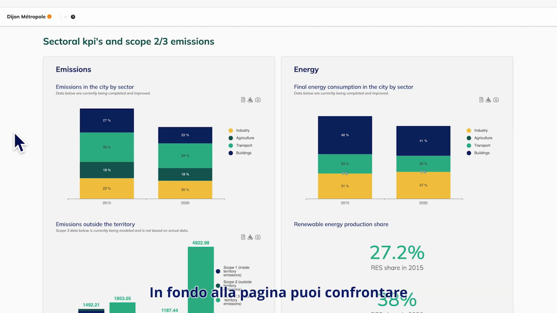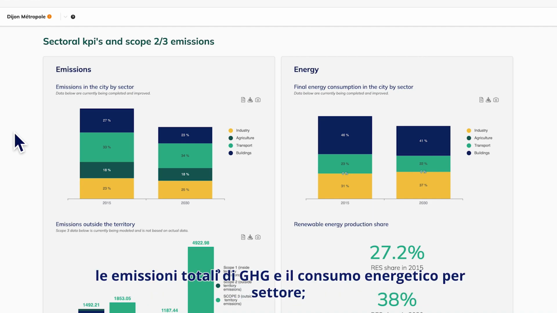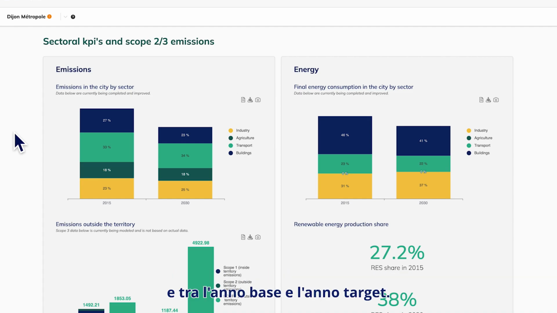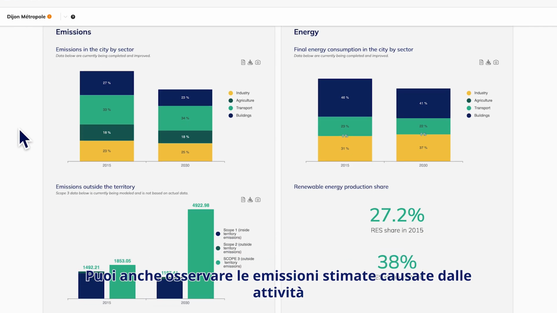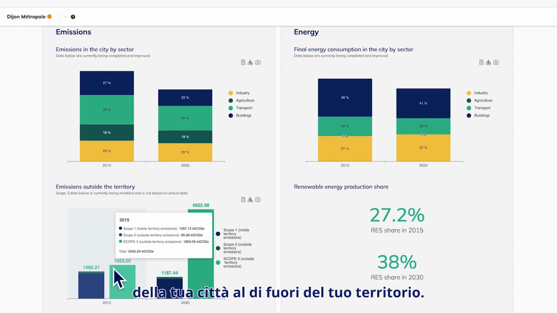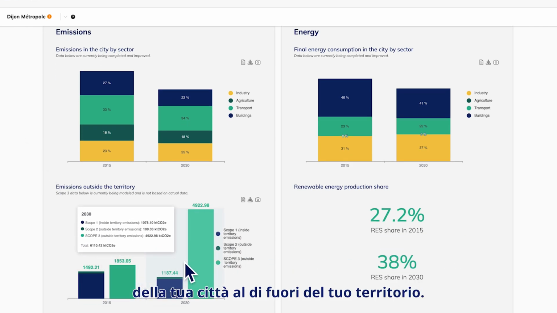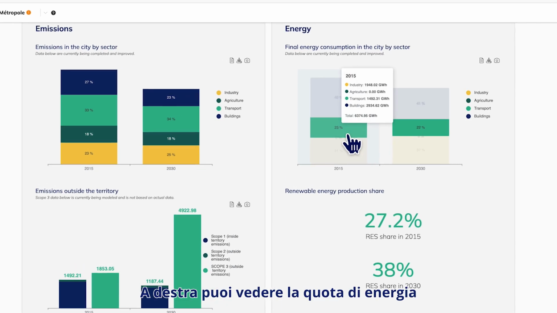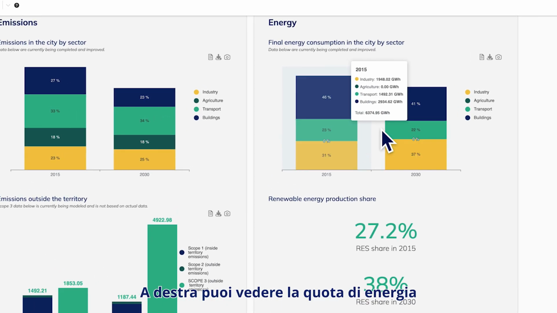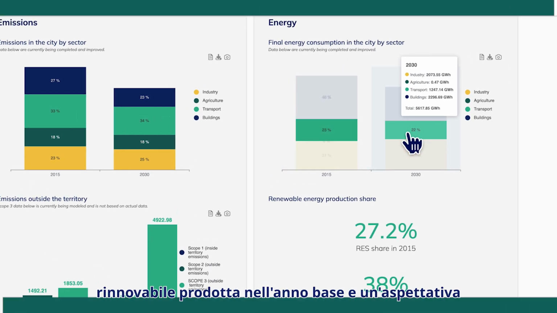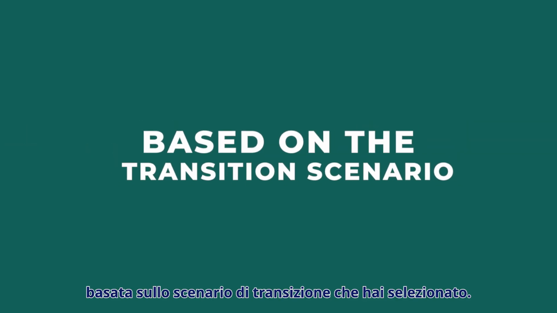At the bottom of the page, you can compare the total GHG emissions and the energy consumption by sector and between the base and the target year. You can also observe the estimated emissions caused by your city's activities outside of your territory. To the right, you can see the share of renewable energy produced in the base year and an expectation based on the transition scenario you have selected.